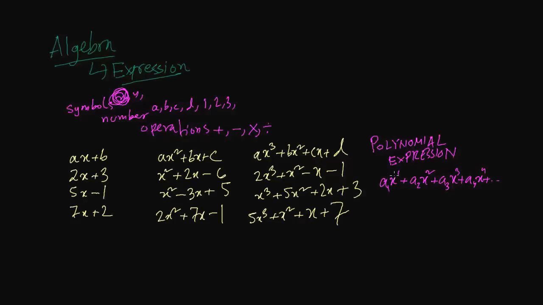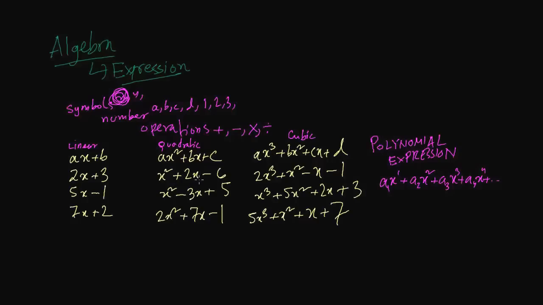Now expression can also be non-polynomial, but let's talk first of all about polynomial expression. For example, this one is called a linear expression because the power of x is 1. So the highest power of x is 1. So we call this a linear polynomial expression. This one is a quadratic polynomial expression, and the highest power of x is cubed. This is a cubic polynomial expression.